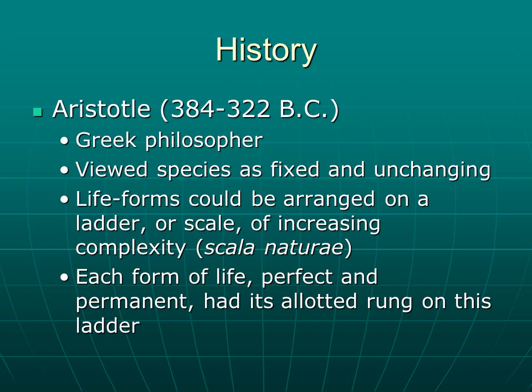And then if you work your way down to the very bottom of the ladder, you would probably have something like a unicellular protist or a slime mold or something that we would think of as not being very complex and not very intelligent. So this is how Aristotle viewed species and living organisms on the earth. He saw each individual form of life as perfect and permanent. Each had its allotted rung on the ladder, and each would always maintain that physiology and intelligence.